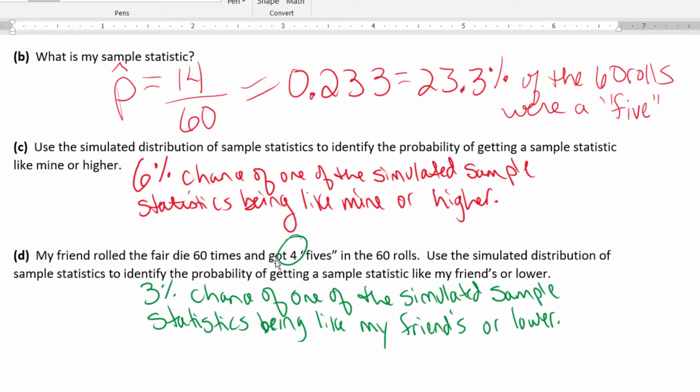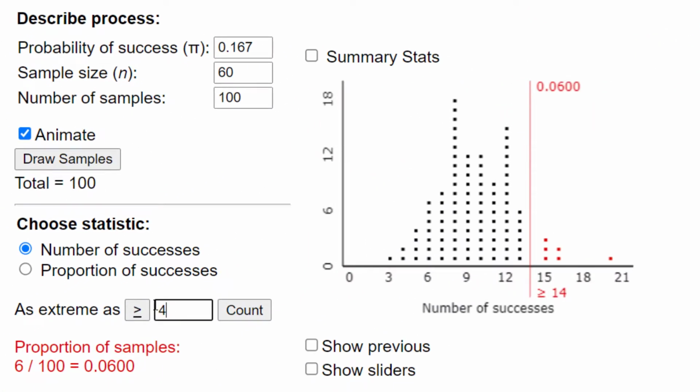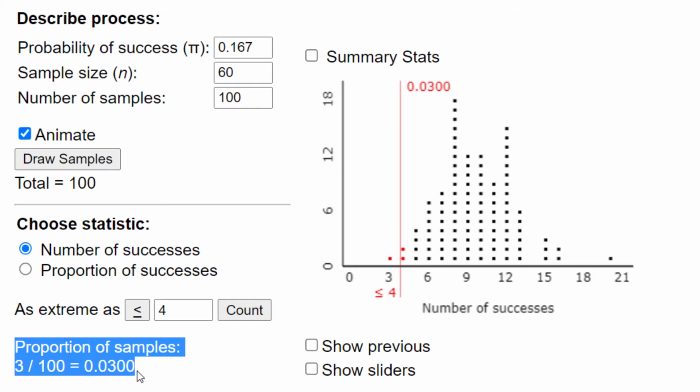Recall that my friend got 4 out of 60, so 4 successes out of 60. So if I want to change this to 4 successes out of 60, and I was counting how many are like 4 or lower, I need to switch this little inequality symbol to make sure it's counting 4 or lower. You see the vertical line is added, and it turns the dots red that are 4 or lower. There's 3 dots like that. And it says the proportion of samples that are like my friend's or lower is 0.03, 3% of them.